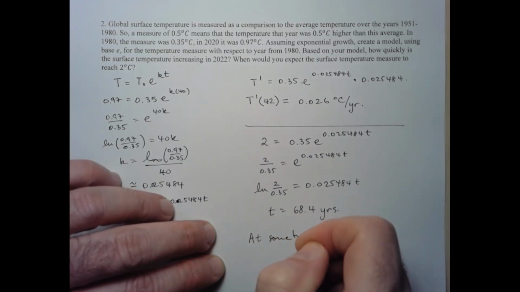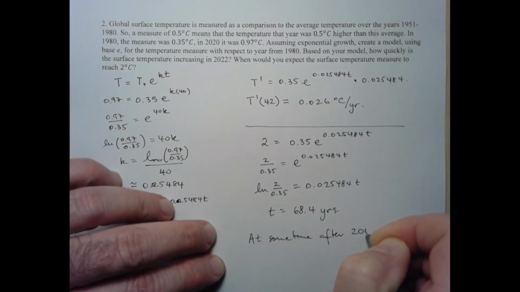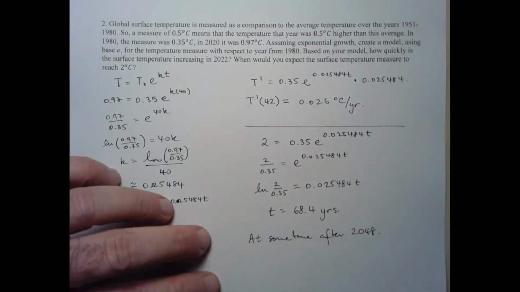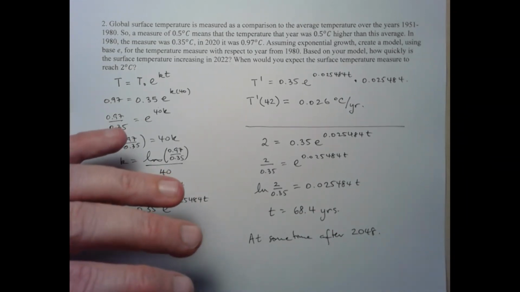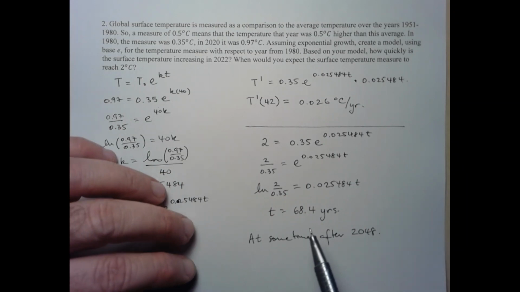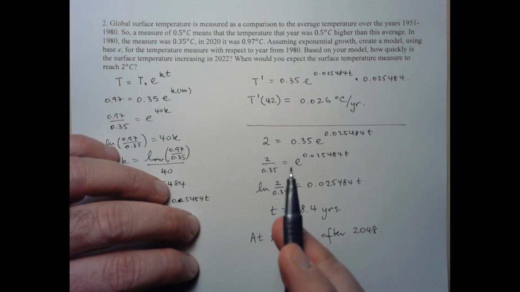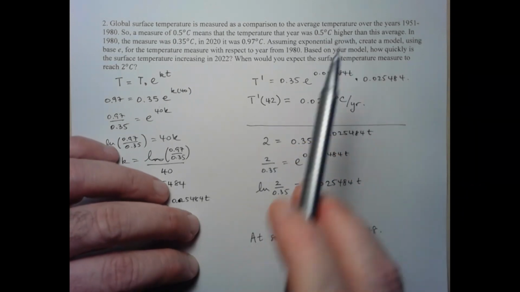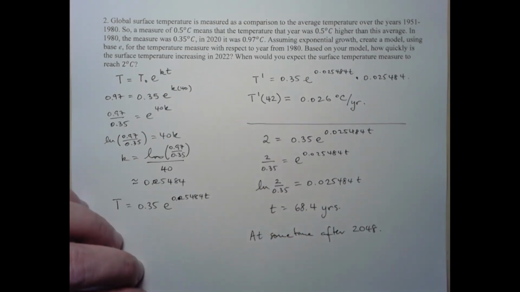So that means it's sometime after 2048. Now if you wanted to be more precise, you could calculate 0.4 of 12 to figure out what month in 2049 this would occur, but here this approximation will suffice. Okay, so sometime in 2049 it will reach that 2 degrees above that baseline temperature according to this particular model. Okay, that's it for these questions.